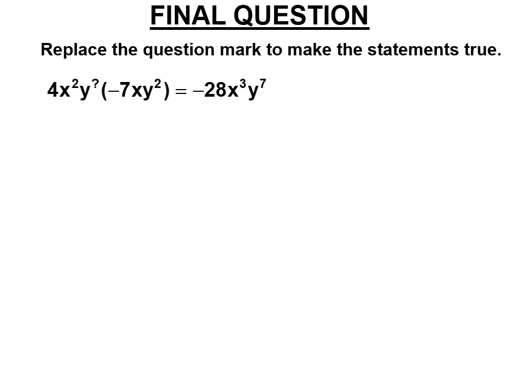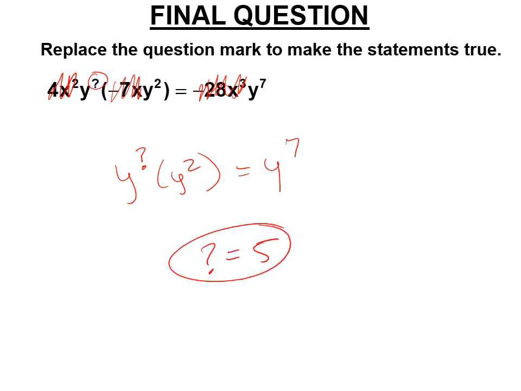All right, so what does this question mark have to be right there? The truth is you don't have to look at anything other than y. Just ignore everything other than y is the trick to these. Y question mark times y squared equals y to the 7th. I'm thinking about the answer. The question mark has to be 5. All the rest is done for you.